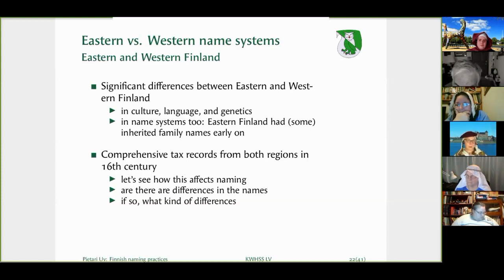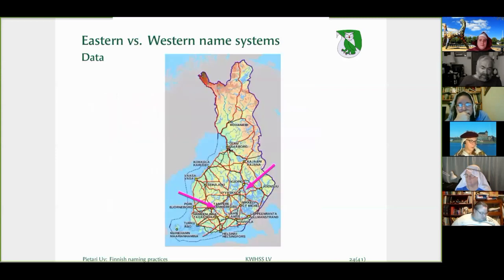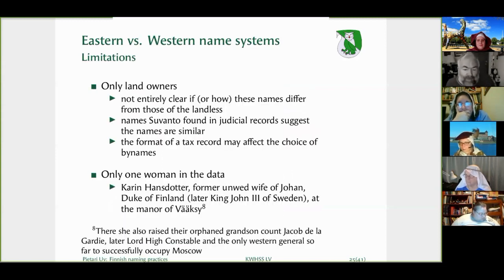So anyway, I wanted to look a bit deeper into the difference between Eastern and Western Finland. Took 2 tax registers from just after 1550. This map shows roughly the areas where the data comes from. And started looking what can be seen in it.